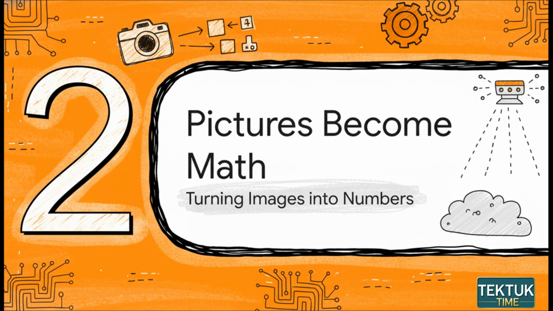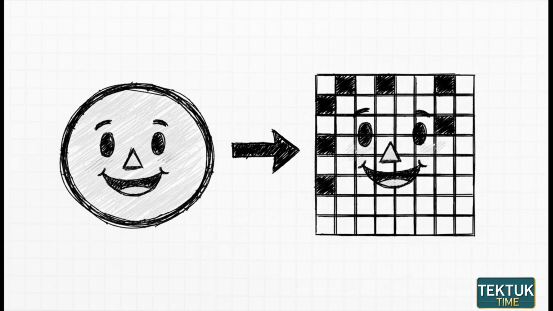So, a robot has a picture. Now what? How does that visual image get translated into a language a computer can actually process? This is where it gets really cool. It's basically a journey from art to pure arithmetic. And here's the key thing to get. A computer doesn't see a beautiful sunset or a cute dog. It sees data. That's it.